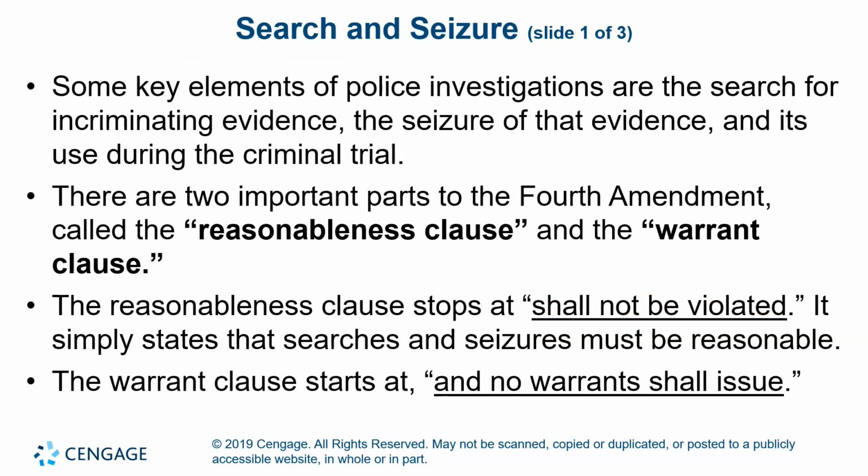So, how then do we look at this? Well, some key elements, again, of police investigations are the search for incriminating evidence and the seizure of the evidence, etc. So we need to know that there are two important parts to that Fourth Amendment. The first is called the reasonableness clause, and the second is called the warrant clause.